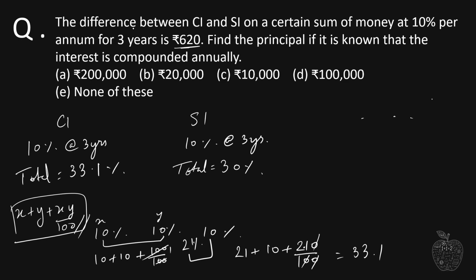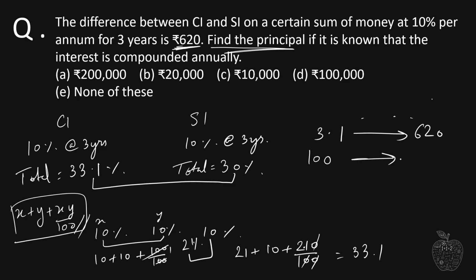Now the question is telling us that the difference between these two is 620. The difference between these two is how much? 33.1 minus 30, which is 3.1, and this equals 620. And we are asked to find what is the principal, and principal is always 100. So let's assume this is x. By cross multiplication we get 620 divided by 3.1 into 100.